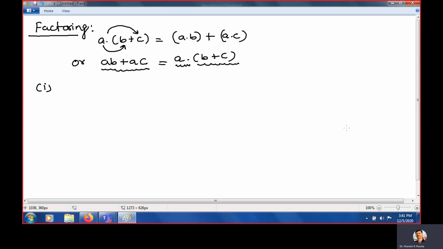Hello students, this is week number 9 and we are studying the second topic for this week, and the name of the topic is factoring. Factoring means how to break.